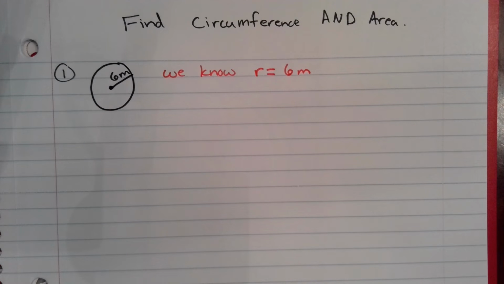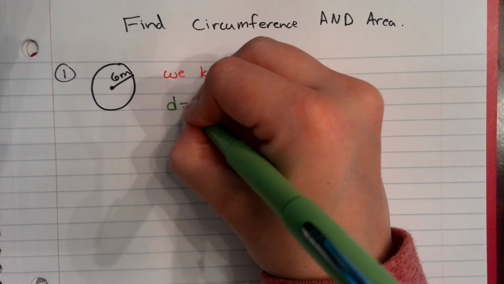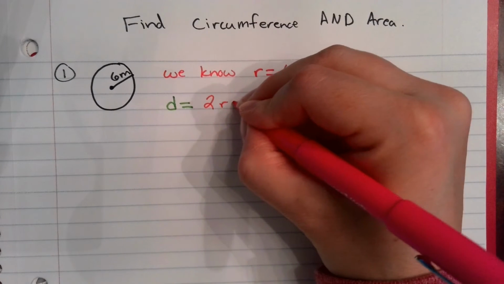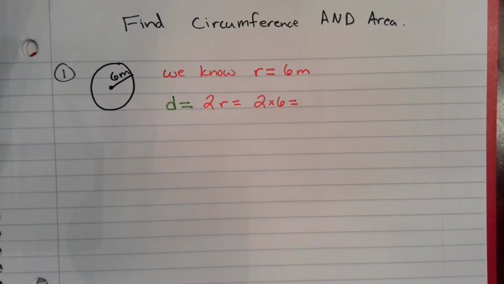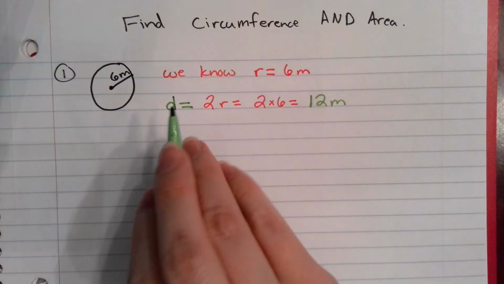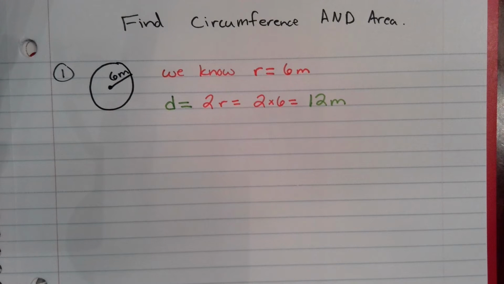Okay, so if we know the radius is equal to 6 meters, then I can find the diameter. The diameter is equal to the radius times 2, so I just have to take 6 and multiply it by 2, and that gives me 12 meters. So the diameter is 12 meters, the radius is 6 meters.